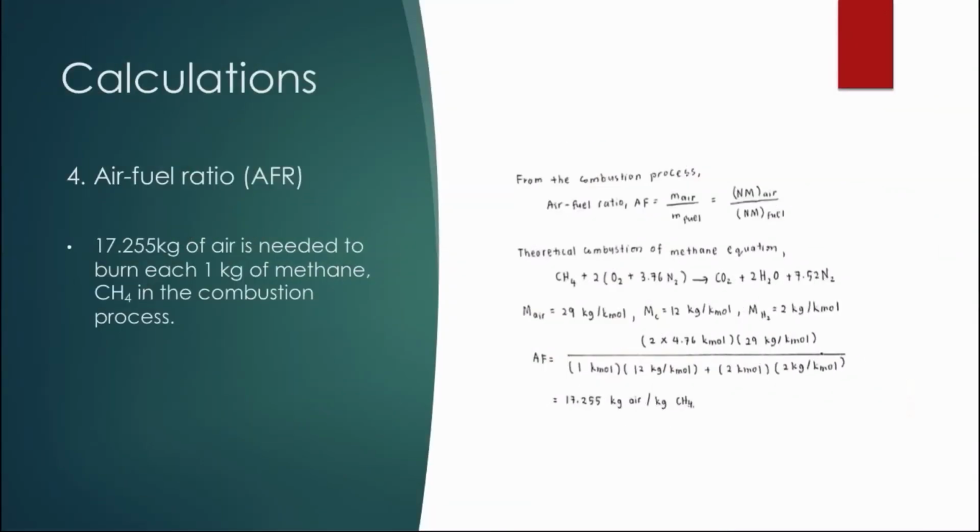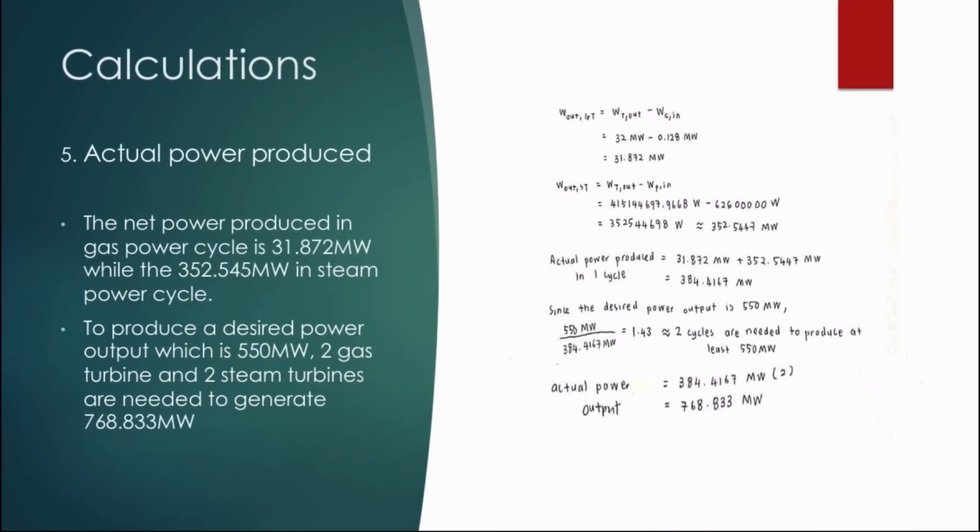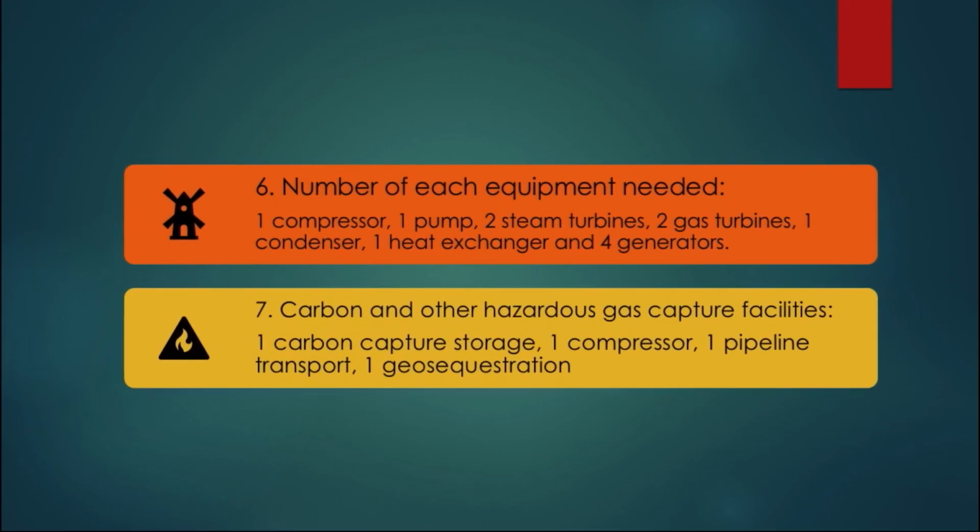Air-fuel ratio is the ratio of the mass of air to the mass of methane. From the theoretical combustion equation, 17.255 kg of air is needed to burn each kilogram of methane. Calculation shown, 2 steam turbines and 2 gas turbines will give the actual power produced, which is 768.8 MW. We need 1 compressor, 1 pump, 2 steam turbines, 2 gas turbines, 1 condenser, 1 heat exchanger and 4 carbon capture facilities, consisting of 1 carbon capture storage, 1 compressor, 1 pipeline transport and 1 geosequestration to avoid greenhouse gas emission.